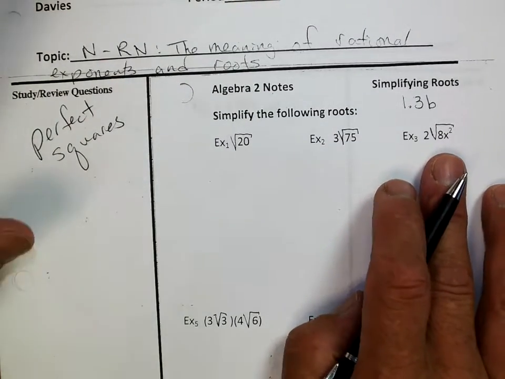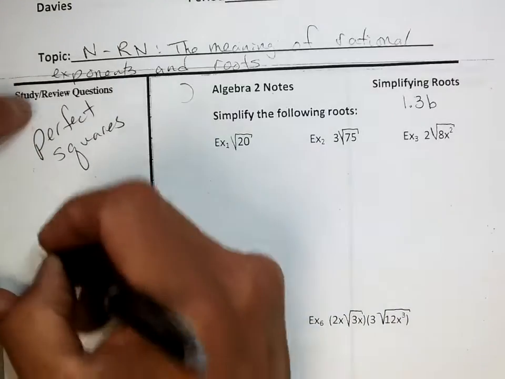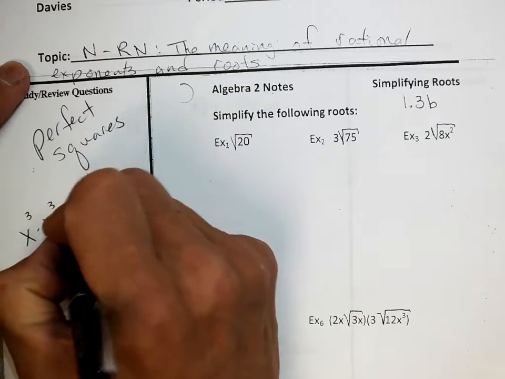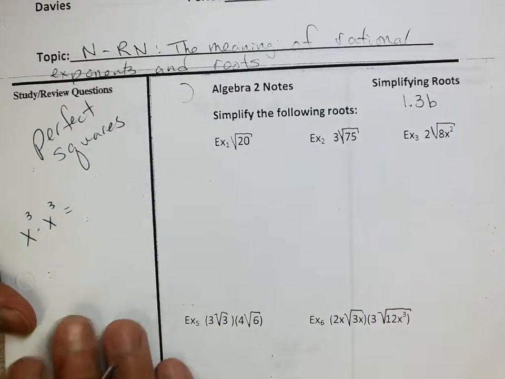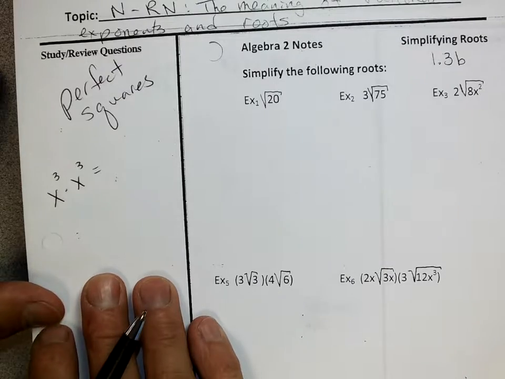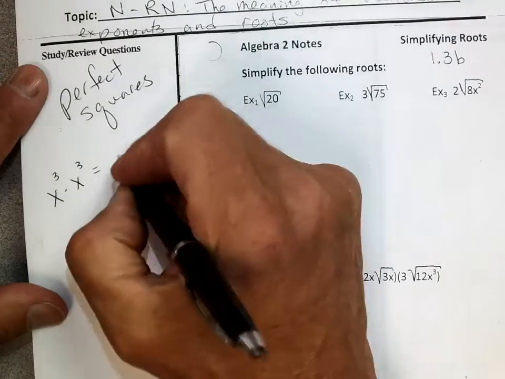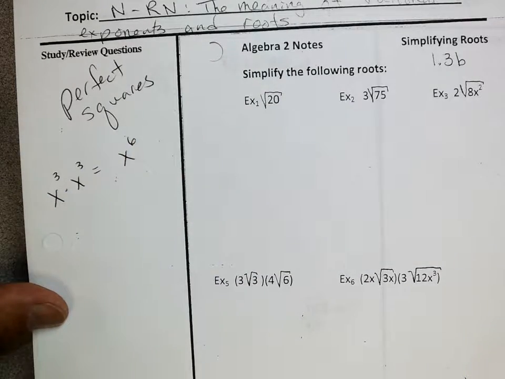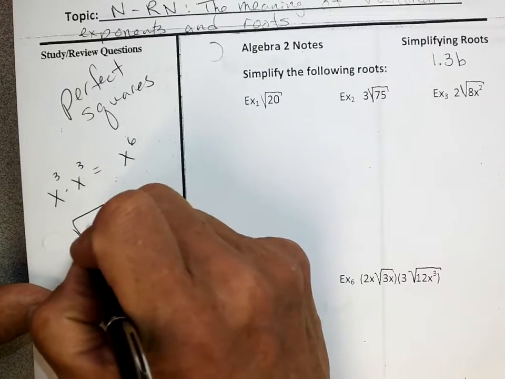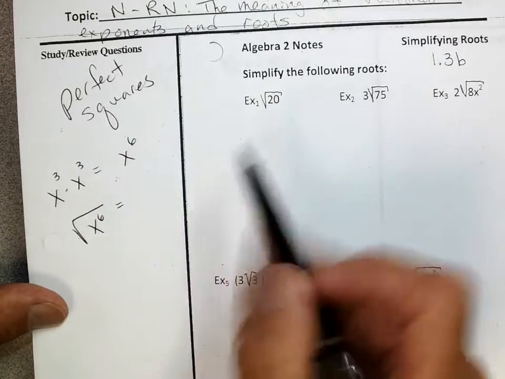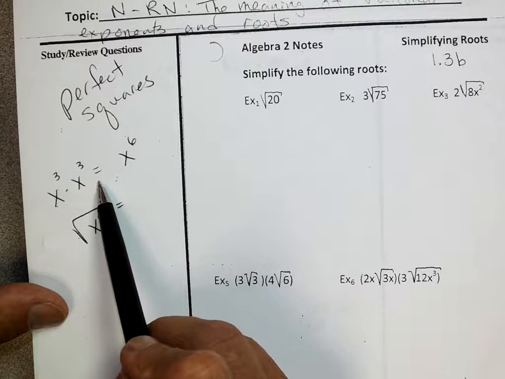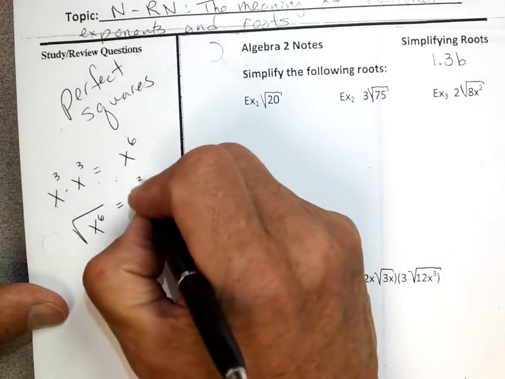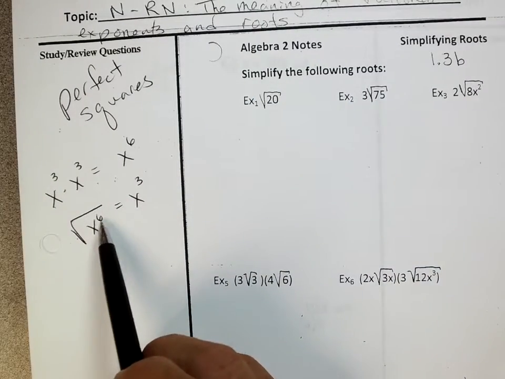Before we do anything, I just want you to write this down, please. x cubed times x cubed. Okay, just write that down. x cubed times x cubed is x to the sixth, right? Because you add the exponents. Now, if I wanted to take the square root of x to the sixth, it has to be x cubed, right? Because the square root is like what times what equals that thing. So the square root of x to the sixth is just x cubed.